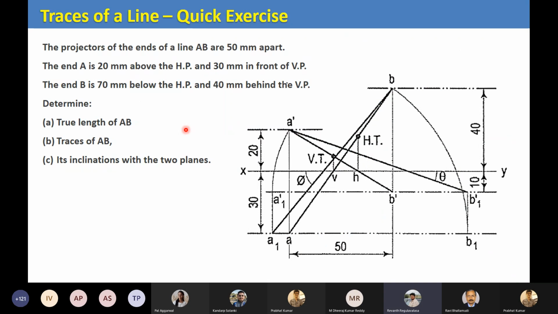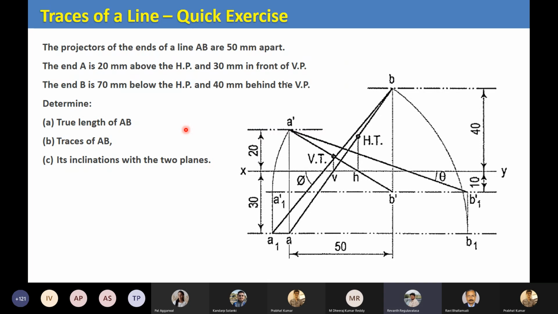So this is one exercise problem you can try. I think it's better you try this problem on your own. But I just wanted to tell you one thing here. See, the line itself is intersecting HP or VP. So that is the reason we need not extend the front view and top view lines to get V and H and then get VT and HT.